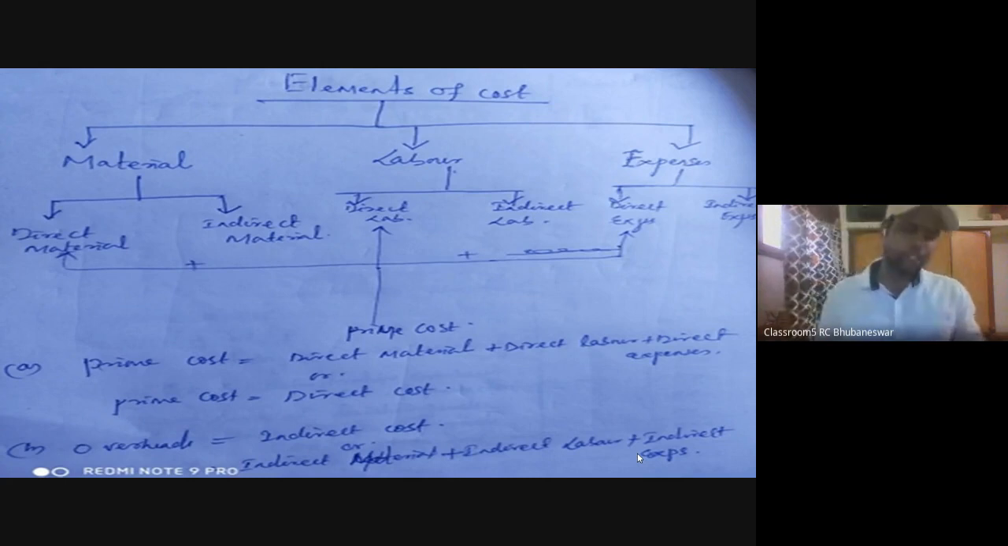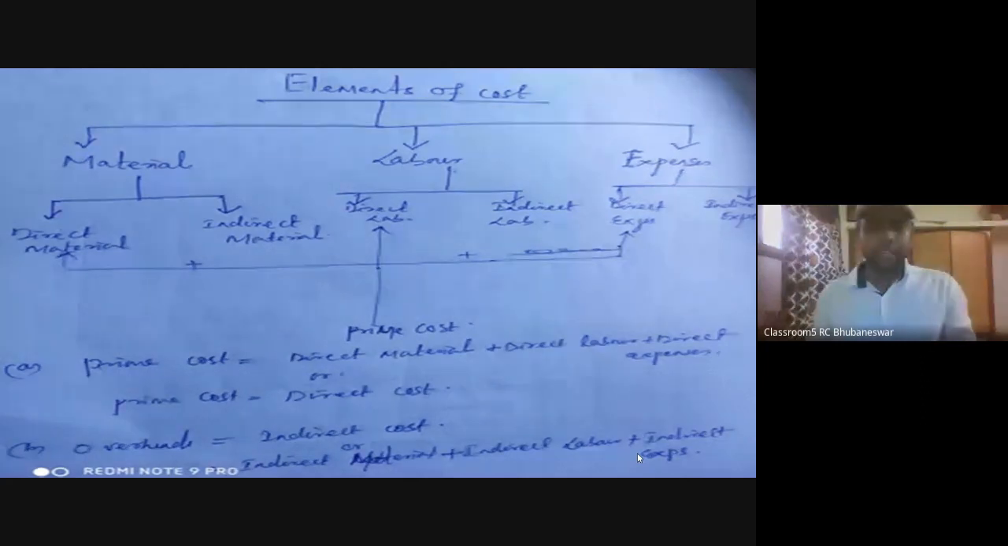Next comes the indirect part. Partly it is getting completed, then we can't leave the other one. So all the indirect will get clubbed together. We will add all the indirect, and whatever we get is called overhead. So indirect material plus indirect labor plus indirect expenses is called overhead. So direct is known as prime cost, indirect is known as overhead.